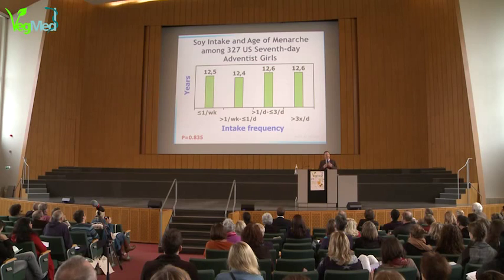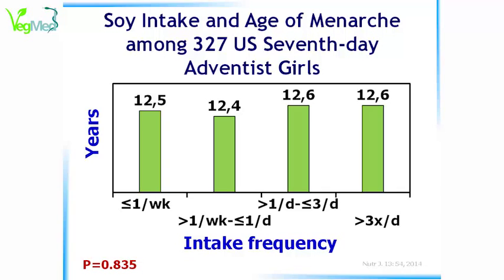And we found absolutely no relationship. If you look on the left, it's the girls who consume soy less than once per week. On the right, girls that consume soy at least three times per day. And the age at which girls began menarche did not change.